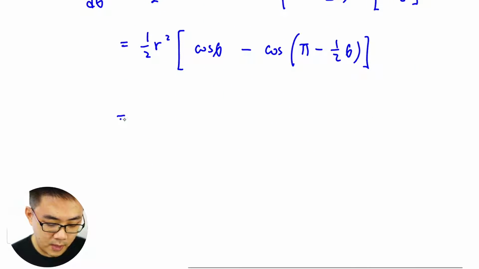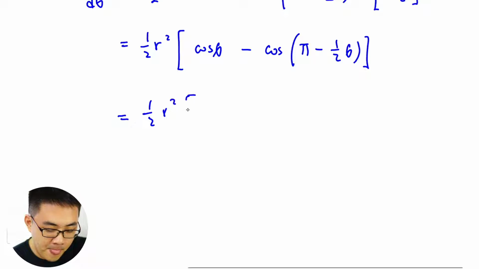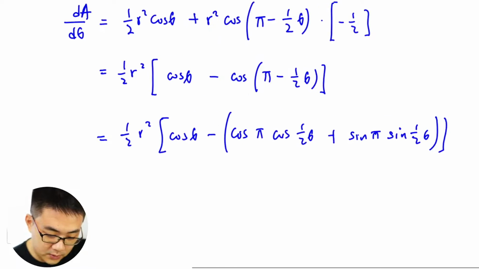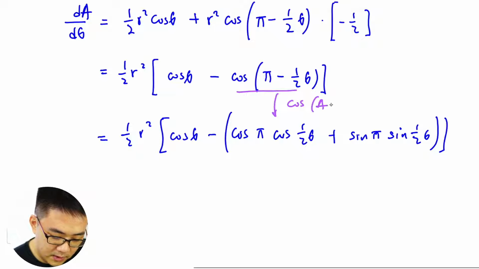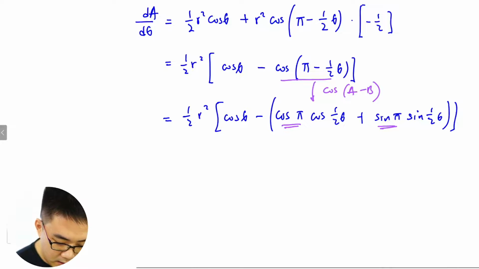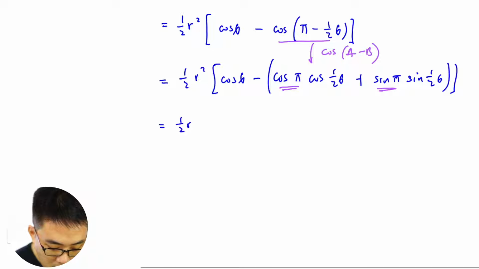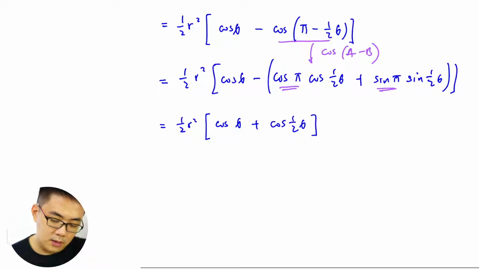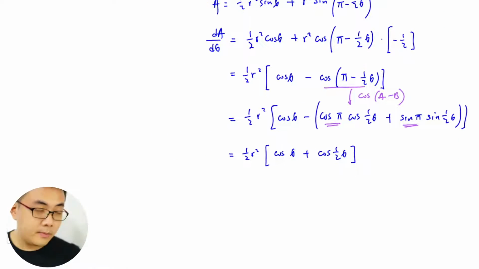Okay, in this case, second quadrant, that will be a negative, but if you're not confident with that, you can use cos A minus B, which is cos A cos B plus sine A sine B. So cos pi is negative, and sine pi is 0, so you will get negative. So this is half r squared, then negative cosine pi, so this is cosine theta plus cosine half theta. There you go. That's how we do it.